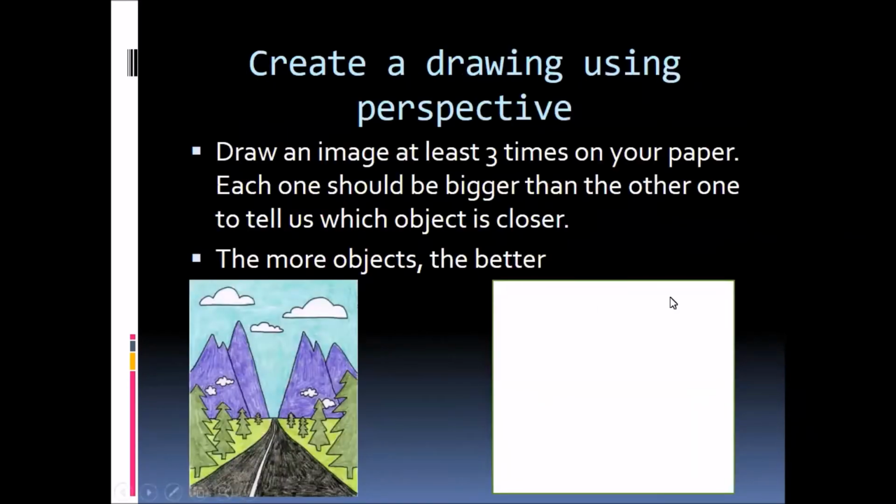Okay, so what you are going to do today is create a drawing that shows perspective. I'm going to show you a quick example. What I am looking for is that the objects that are closest to us look larger than the objects that are further away. If we look at the picture here, these trees are closest to us because they're the biggest, and the trees all the way in the back are the smallest, which tells us they're further away.